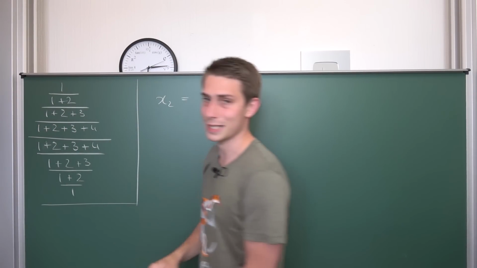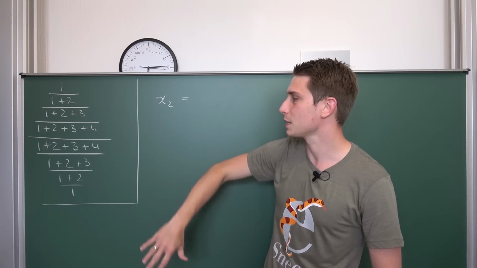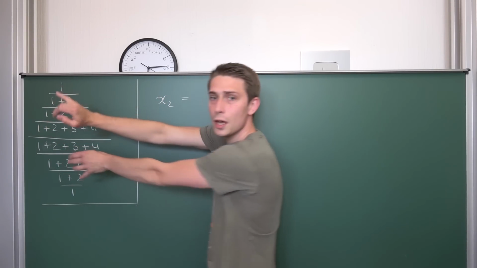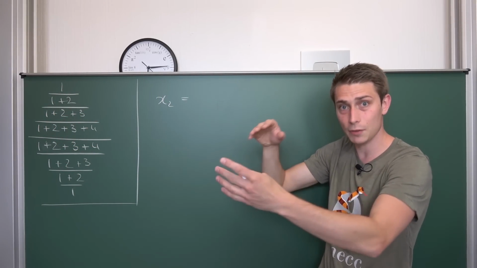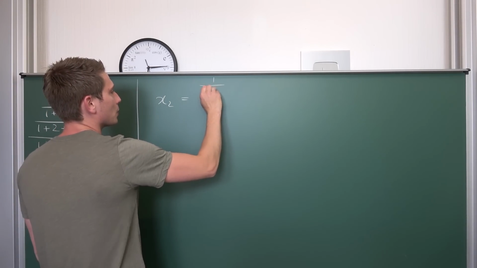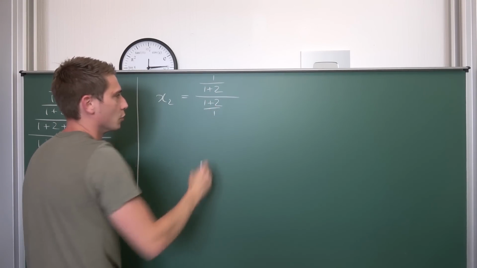Now, what is x2 exactly? x2 is basically the summation up until 2 in the diamond, meaning we are going to get rid of all of this and we are going to sum up just 1 over 1 plus 2, big vinculum, main vinculum, over 1 plus 2 over 1. So 1 over 1 plus 2, big vinculum, over 1 plus 2 over 1.